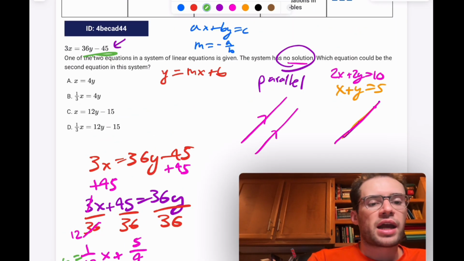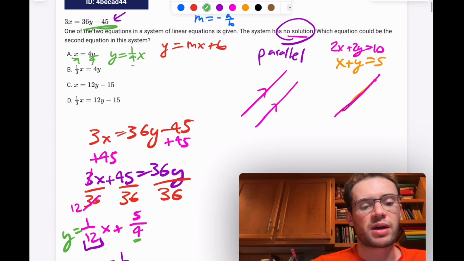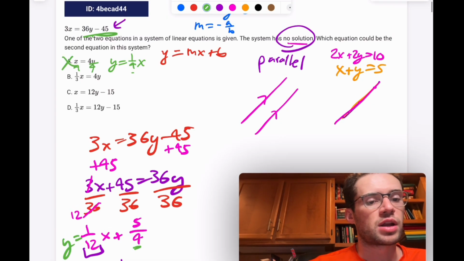Okay, starting here, x equals 4y. To get the y alone, we have to divide both sides by 4. So divided by 4, gives me that y is equal to 1/4 x. 1/4 will be the slope here. That's what you're multiplying x by. That's not equal to 1/12. So those are not parallel.